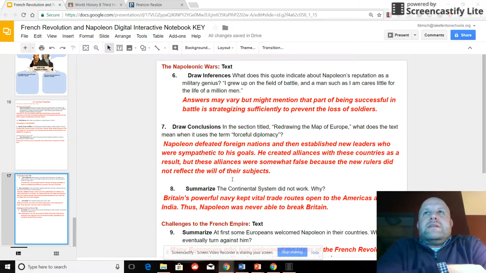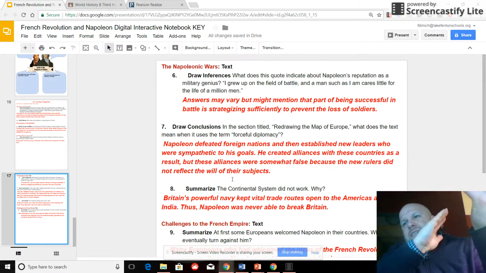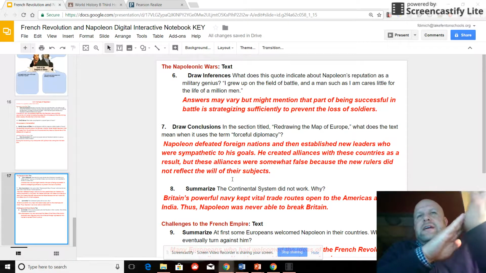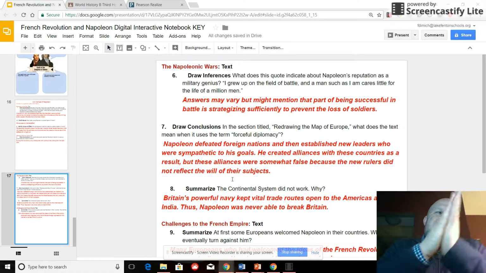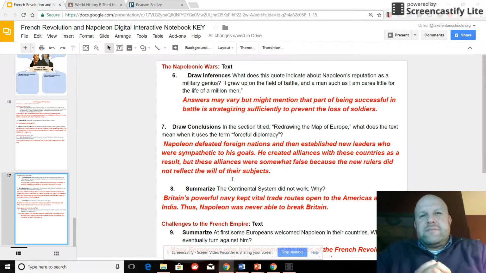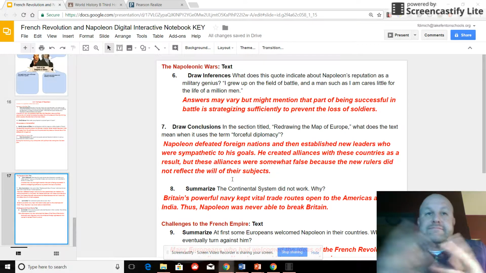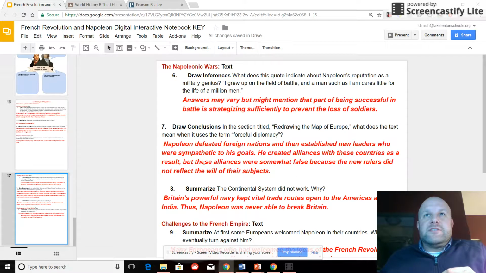So basically, he's trying to strategize to minimize losses, but mostly not because of caring necessarily about the men in particular, but just what the strength of the army is, his main concern. So he uses a forceful diplomacy.